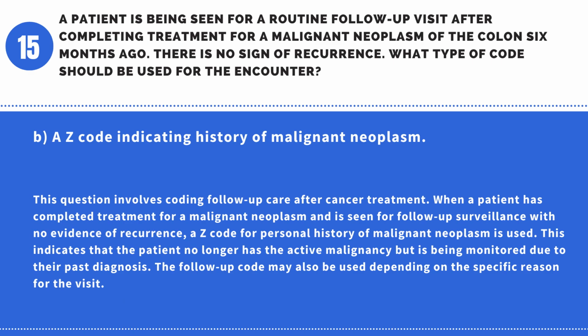Answer: B. A Z code indicating history of malignant neoplasm. This question involves coding follow-up care after cancer treatment. When a patient has completed treatment for a malignant neoplasm and is seen for follow-up surveillance with no evidence of recurrence, a Z code for personal history of malignant neoplasm is used. This indicates that the patient no longer has the active malignancy but is being monitored due to their past diagnosis. The follow-up code may also be used depending on the specific reason for the visit.